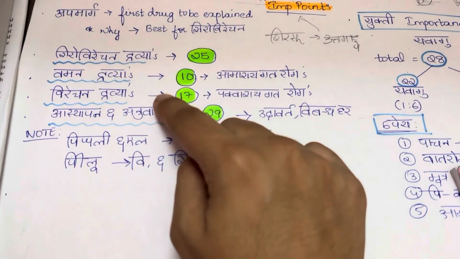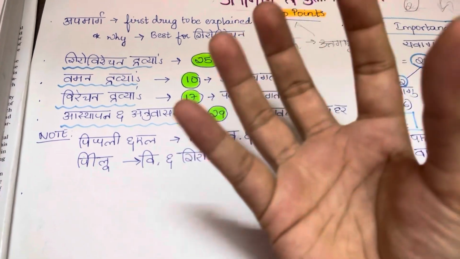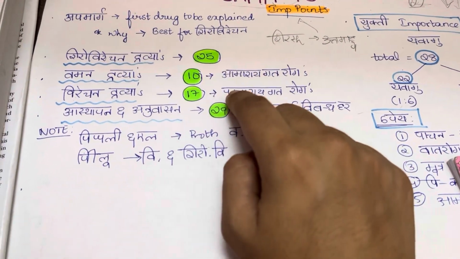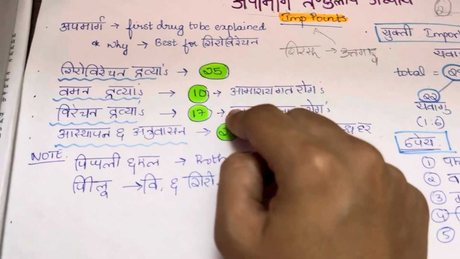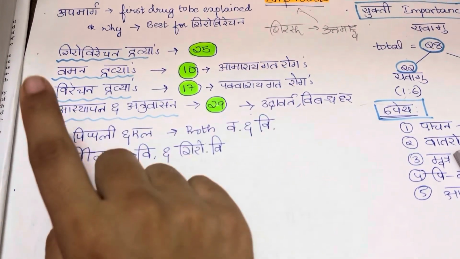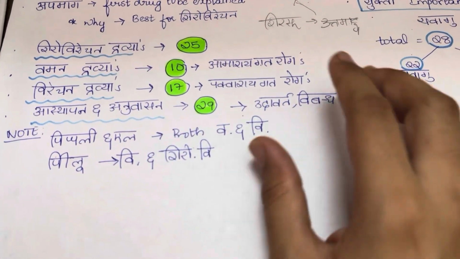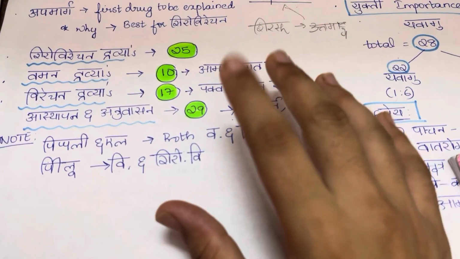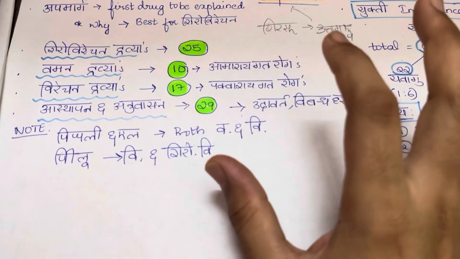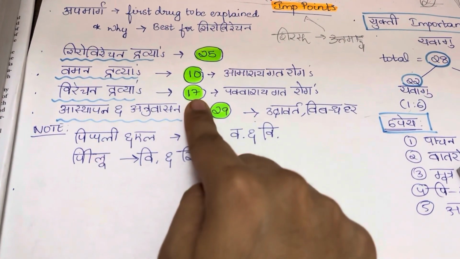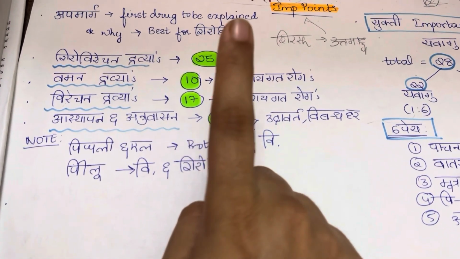Virechana dravyas, there are 17 Virechana dravyas, mainly for Pakvashaya Gata Rogas. In Pakvashaya Gata Rogas, we prefer Virechana, and Charaka has mentioned 17 of them. Next, coming to Asthapana and Anuvasana. Obviously, to an extent even Pakvashaya Gata Rogas, including Udavarta, Vibandha, all these are included in Asthapana Anuvasana. They are 29.